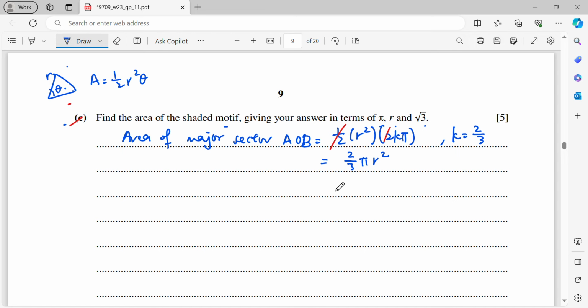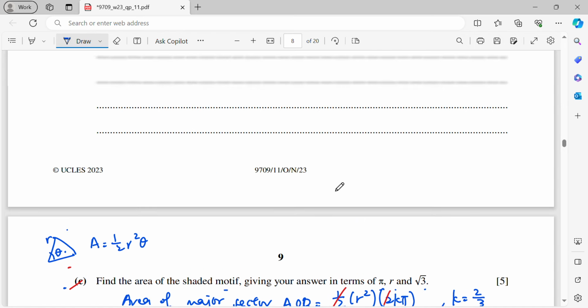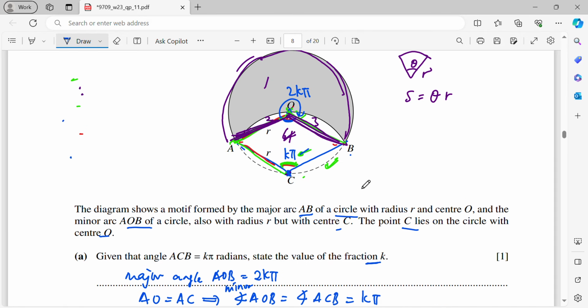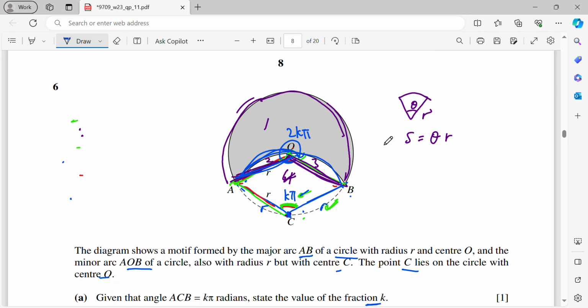Now I have to find the triangle. From here, since we know that this is K pi, and here is R, I can find an area of AOA. That means it's here. So AOA is basically the area of sector minus the area of triangle, then divide by 2. So what I need to do here is, I will say area AOA.